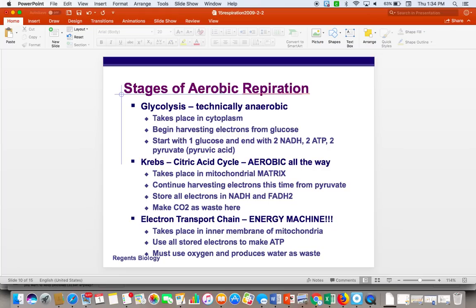And they can go either way. But we're not like that. Large organisms, even, of course, we're talking about large plants too, they have to use aerobic. So glycolysis is always our first step. It's technically an anaerobic pathway. So it means it doesn't really have to have oxygen, but you always have to do it. So it's stage one no matter what. It takes place in the cytoplasm.